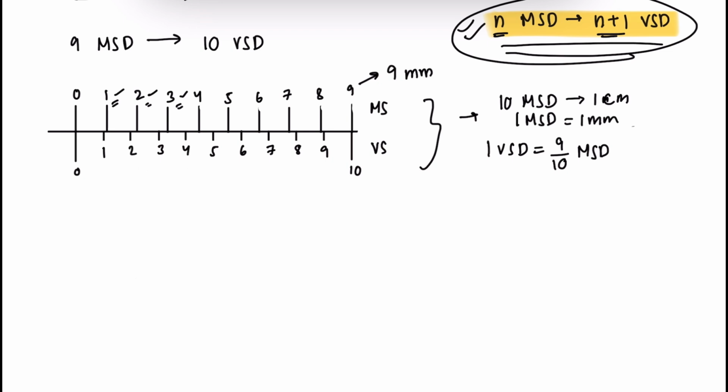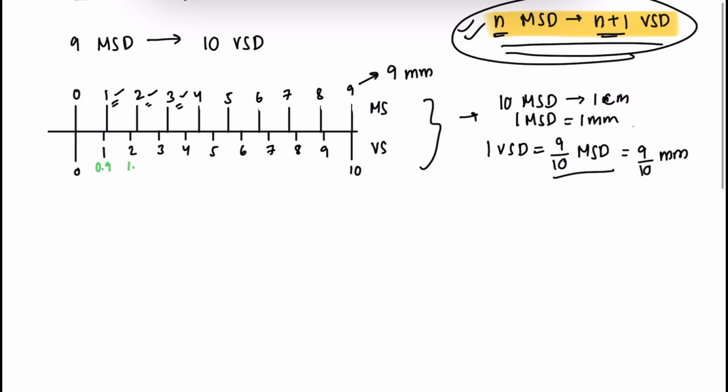Okay. So the first vernier scale division is 0.9. And these are in millimeters, by the way, because here, when 9 over 10 MSD is equal to 1 VSD, that means each one is 9 over 10 millimeters, or 0.9 millimeter. So anyway, let's continue.